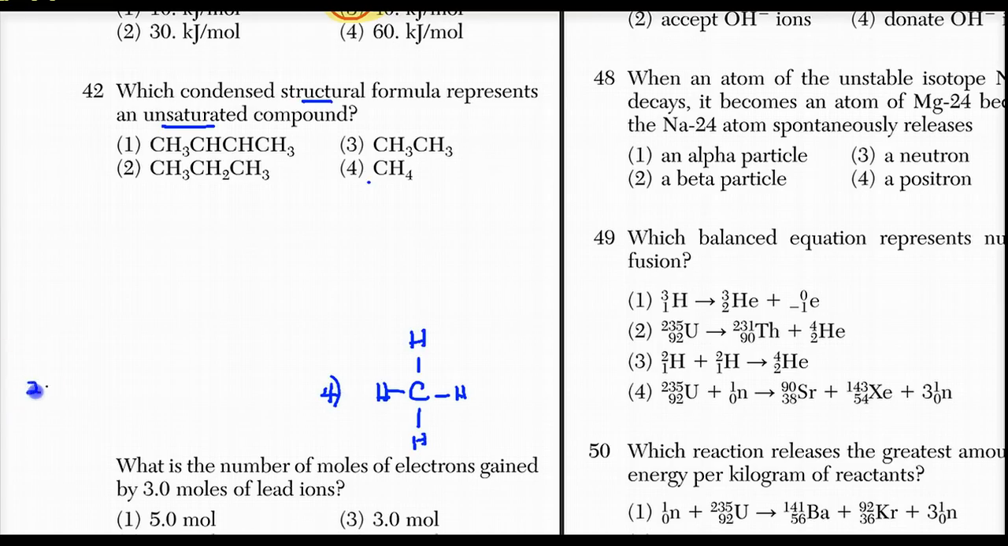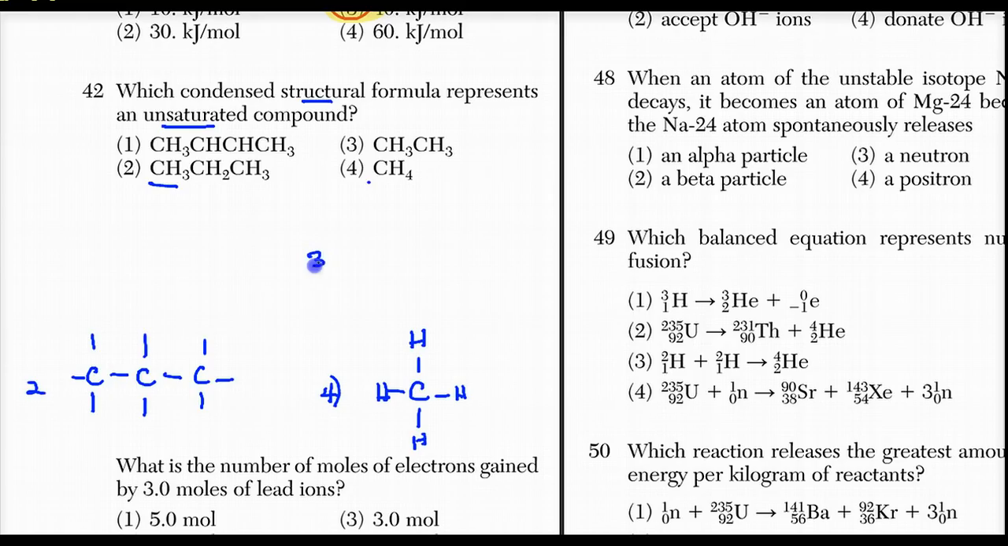Number 2, let's draw the structural formula. I have CH3, so C with 3 H's. Every carbon must have 4 bonds because it has 4 valence electrons. This carbon has 2 H's, and this is CH3. Look at that. Every carbon has a single bond, and I have the maximum amount of H's. So this is also saturated. It's a saturated hydrocarbon called propane. 3 carbons is prop, and ane because of single bonds.